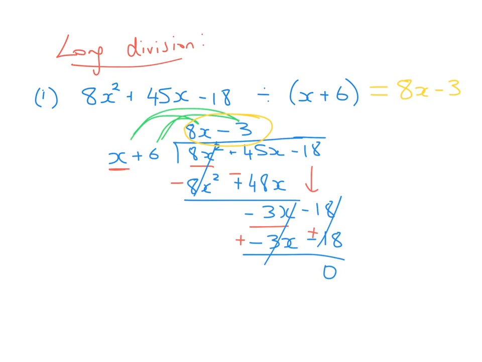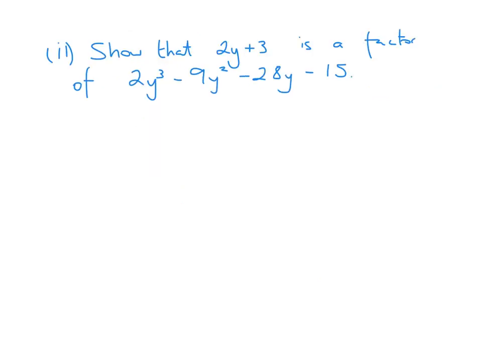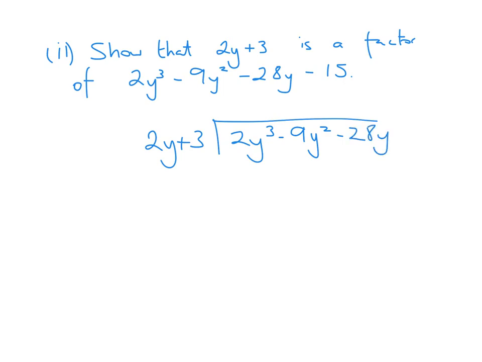So the next part of this example that I'm going to go through is going to be relevant to anyone who's done higher level for their junior cert. So in this question, which is taken from the Junior Cycle papers, one of the sample papers, we're being asked to show that 2y plus 3 is a factor of 2y cubed minus 9y squared minus 28y minus 15. And as I said, this is from the higher level Junior Cycle paper. So we're going to set it up the exact same way. So we're going to divide in our 2y plus 3, dividing into 2y cubed minus 9y squared minus 28y minus 15.